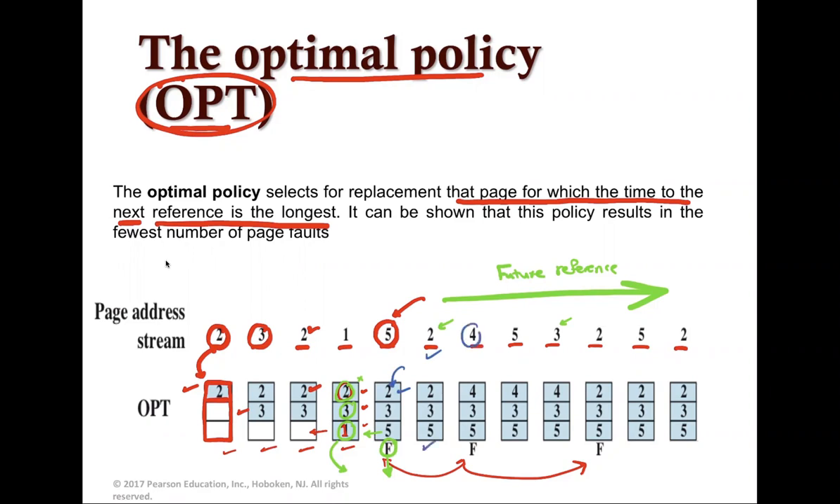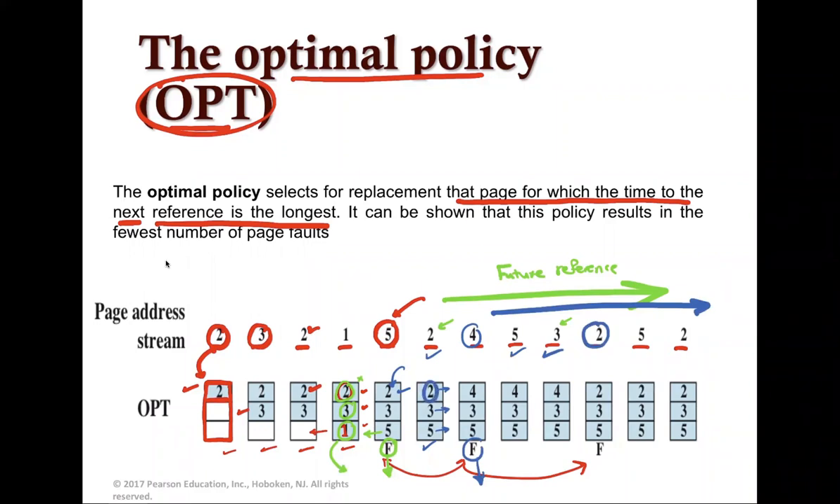Now with page number 4, there is no page number 4 in memory, so a second page fault will be generated, and we need to decide which page to replace. Is it 2, or 3, or 5? Again, we have to look ahead for future references. The next one to be referenced is number 5, so 4 will not replace 5, followed by 3. And the longest one to be referenced at this point would be number 2. So 4 would replace 2.